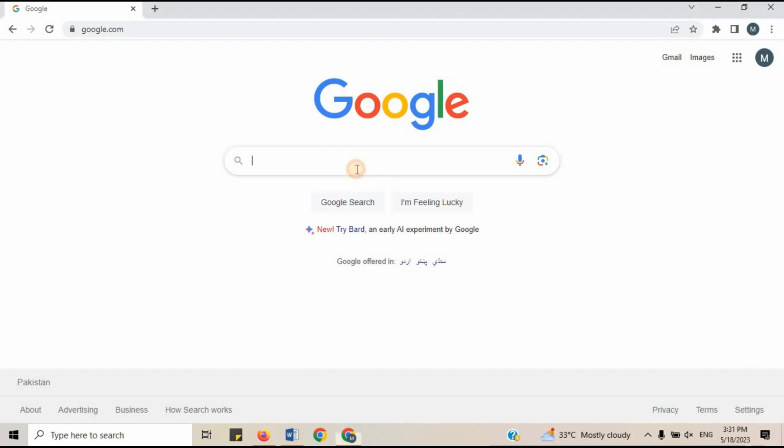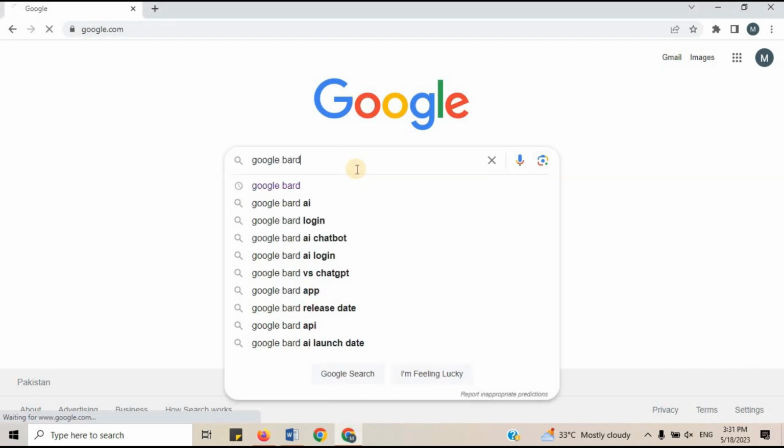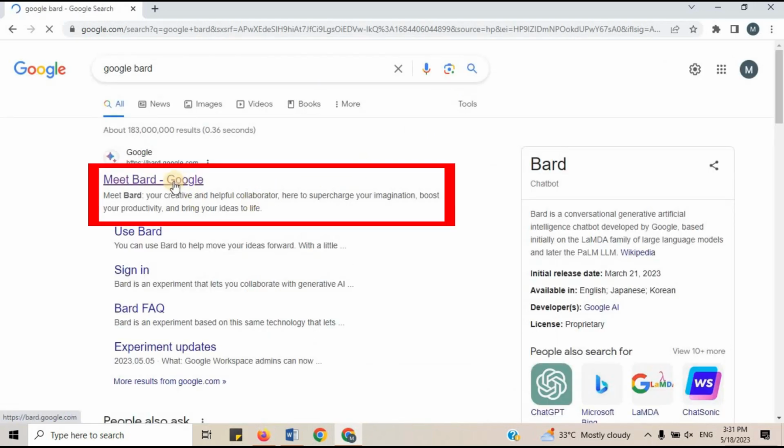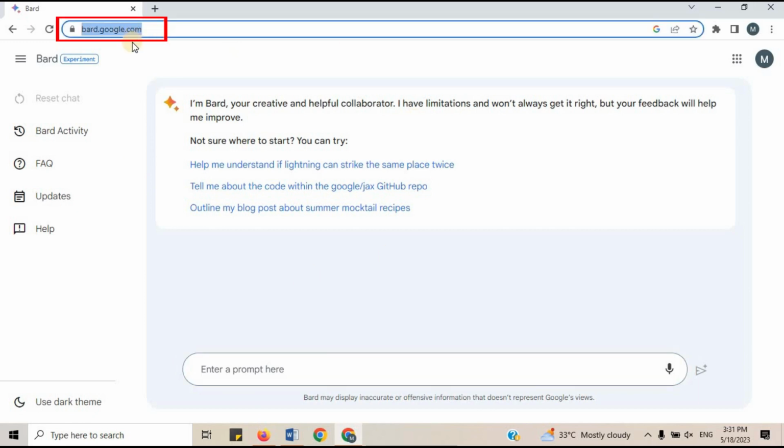Open your internet browser. On the search bar, type Google Bard. Open the first link. This is the Google Bard site, bard.google.com. This is the URL to open it.